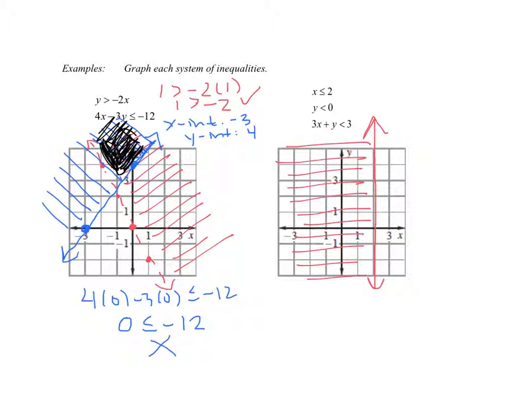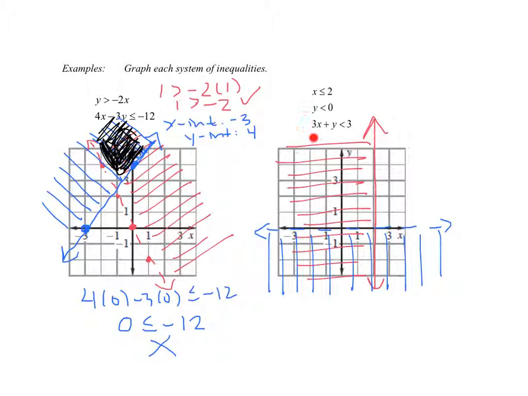Y equals 0, or y is less than 0, is a dotted line right on the x-axis. And less than, we're going underneath. Okay, so notice that so far our solution region is right here. Because this is the only place where both the blue and the red lines meet.